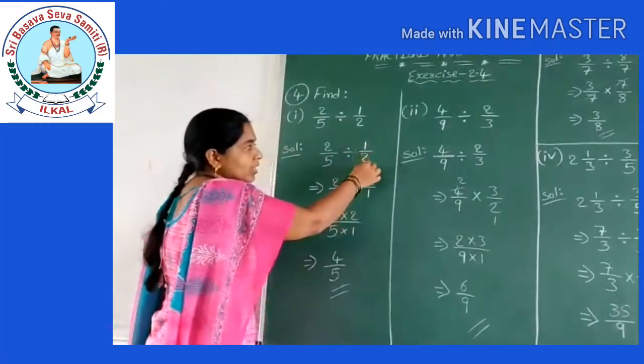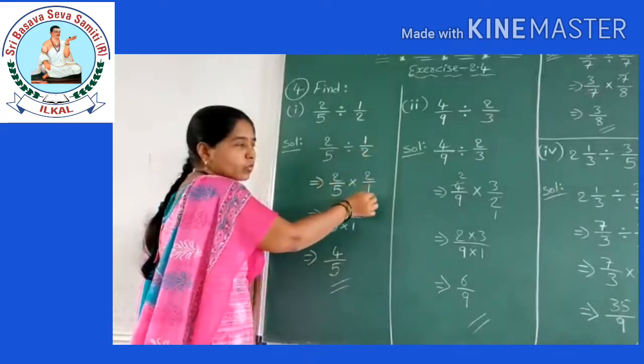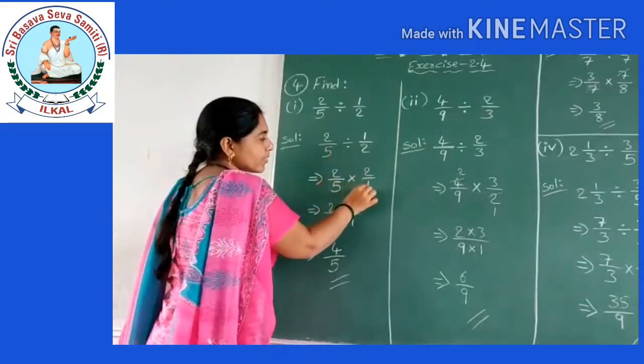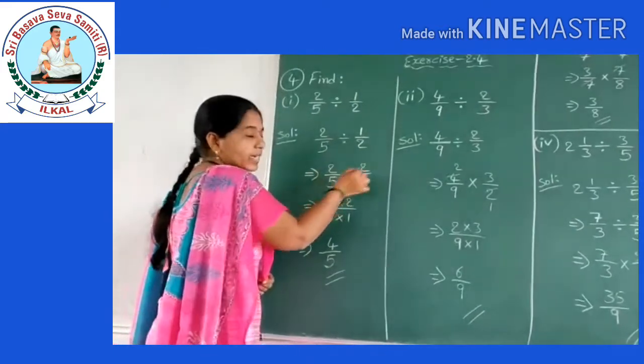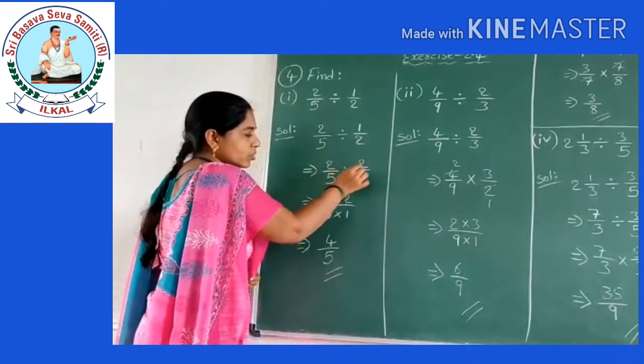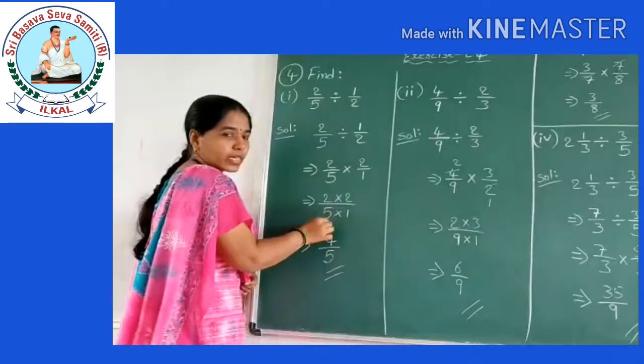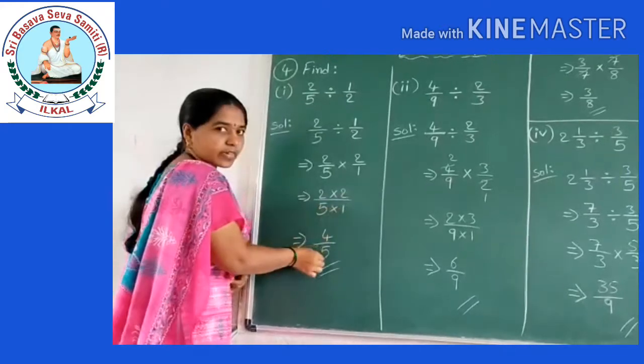I am going to do the reciprocal of 1 by 2. It will become 2 by 1. Means 2 by 5 into 2 by 1. Numerator into numerator, denominator into denominator. 2 into 2 divided by 5 into 1. 2 2s are 4, 5 1s are 5.